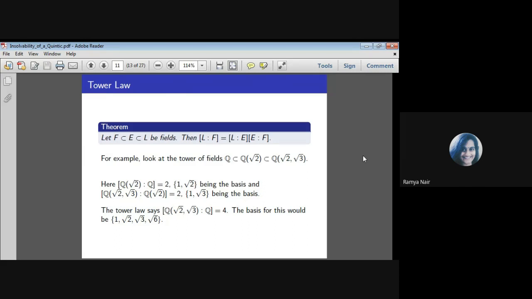So that is the field Q root 2 comma root 3. The basis for that would be 1, square root 2, square root 3 and square root of 6, because you will end up multiplying square root of 2 and square root of 3 in that field. So you need a square root of 6 as well. So this is an instance of the tower law where you can compute the basis for each of them and see that the law holds.